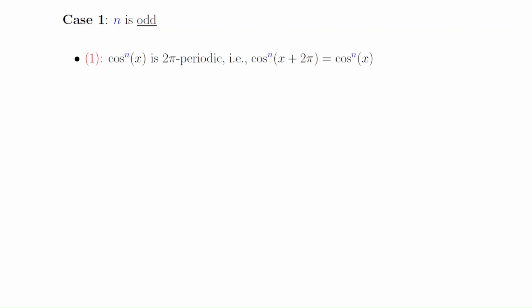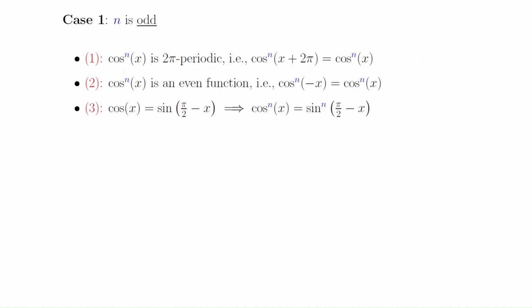First, notice that the cosine to the power of n of x is a periodic function with period 2 pi. Second, notice that the cosine to the power of n of x is an even function. Third, notice that we can write the cosine to the power of n of x as a sine to the power of n with a shift in the argument. Fourth, notice that the sine to the power of n of x is an odd function. This only works if n is odd.